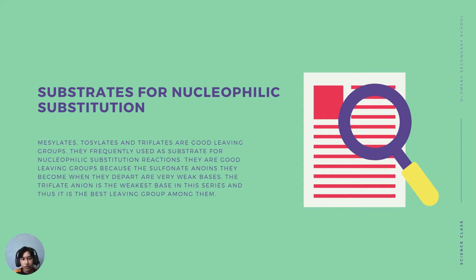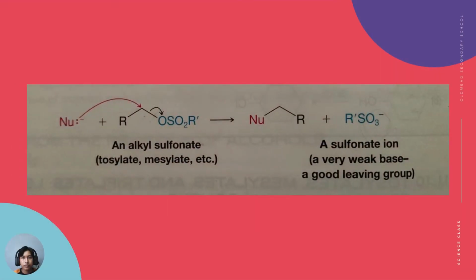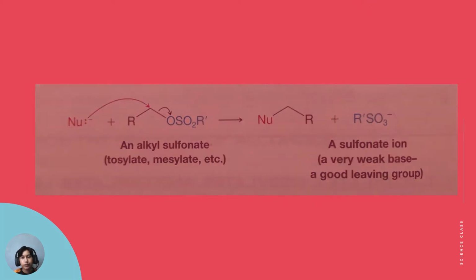Substrates for nucleophilic substitution: mesylates, tosylates, and triflates are good leaving groups. They are frequently used as substrates for nucleophilic substitution reactions. They are good leaving groups because the sulfonate anions they become when they depart are very weak bases. The triflate anion is the weakest base in this series and thus it is the best leaving group among them. As you can see here, a nucleophile attacks an alkyl sulfonate and will produce a new product. Meanwhile, the sulfonate ion will leave because it is a good leaving group.